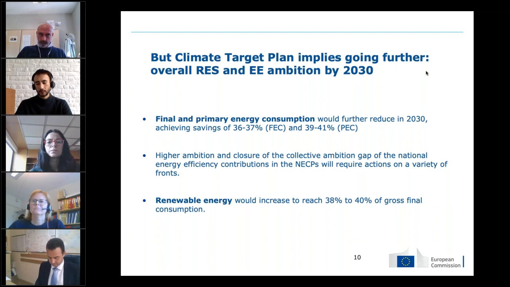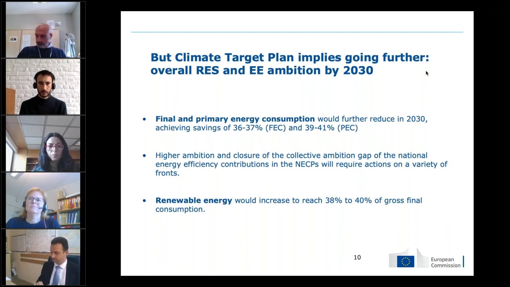So now that we have a more ambitious target for 2030, just as a reminder, the target used to be minus 40% of GHG emissions. Now it's minus 55%. So of course that implies that we need to go further for both renewable energy and energy efficiency. For instance, for energy efficiency, we would need to decrease consumption by between 36 and 41%, depending on whether you are talking about final or primary energy consumption. And for renewables, we would need to increase to between 38 and 40%.